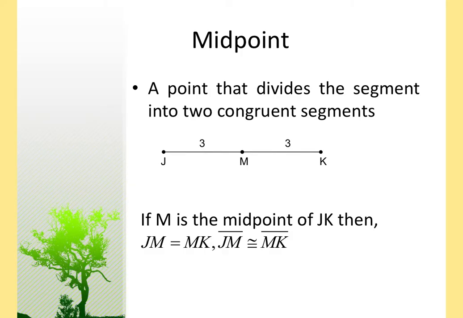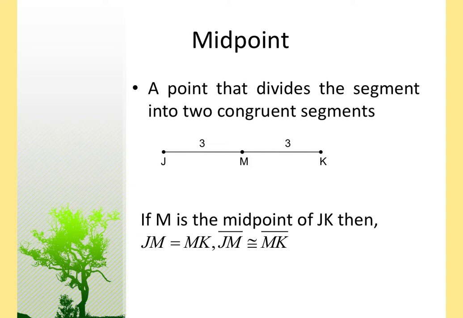Okay. So a midpoint, and if you think of just the parts of that word, mid would be the middle, right? And it's a point. So it is the midpoint. It is the point that divides the segment into 2 congruent segments. In this diagram, M is the midpoint of JK. And if that's the case, then JM equals MK. Or you can write it as JM is congruent to MK.